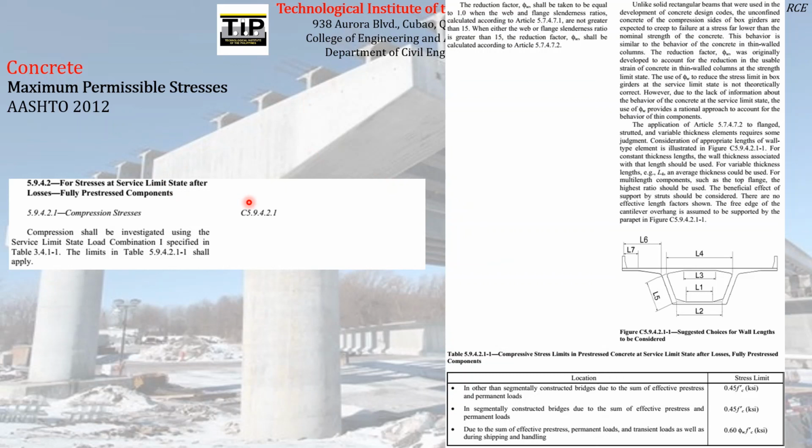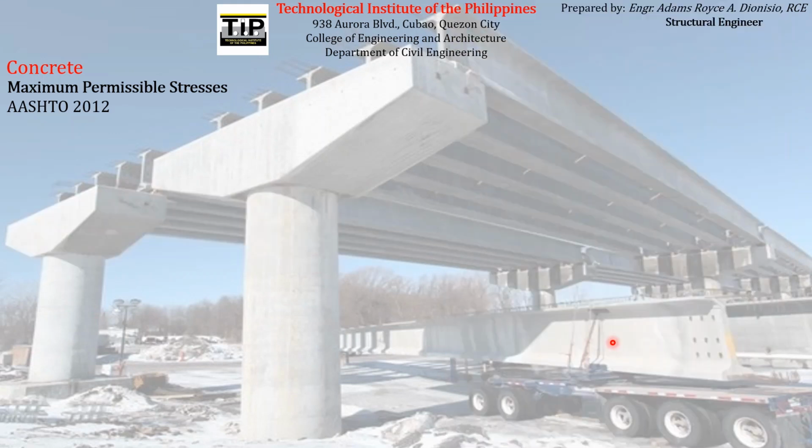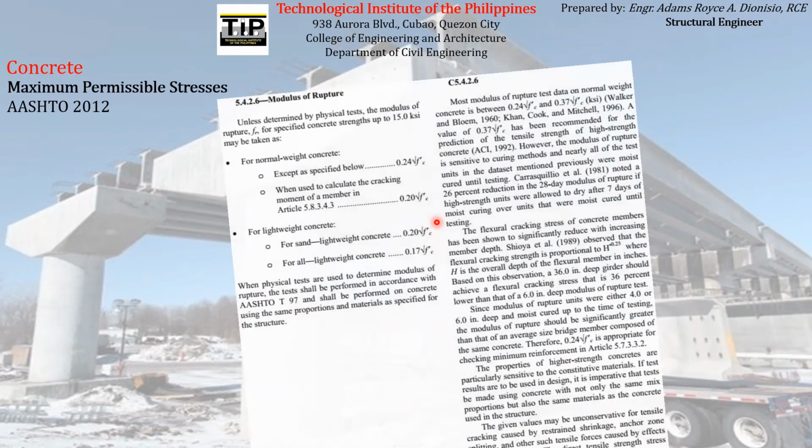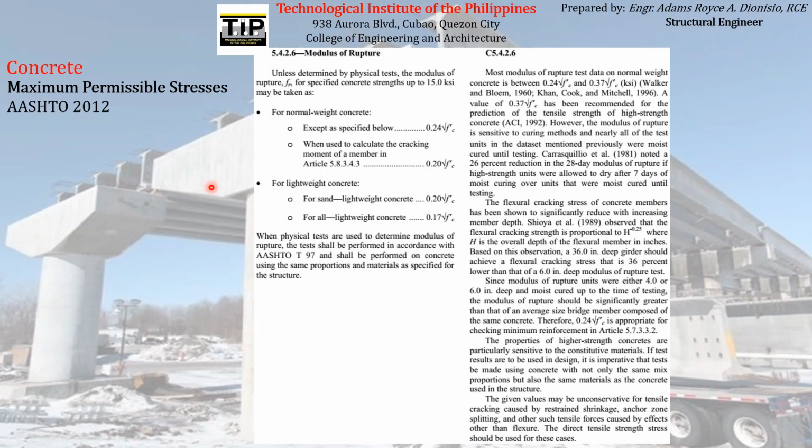After the losses, AASHTO specifies these particular limitations on the compressive stress that the concrete can experience, as well as the tensile stresses that it can experience at that particular stage after the losses occurred. AASHTO 2012 also has its own way to compute modulus of rupture. So this is the formula for computation of modulus of rupture in reference to AASHTO 2012.